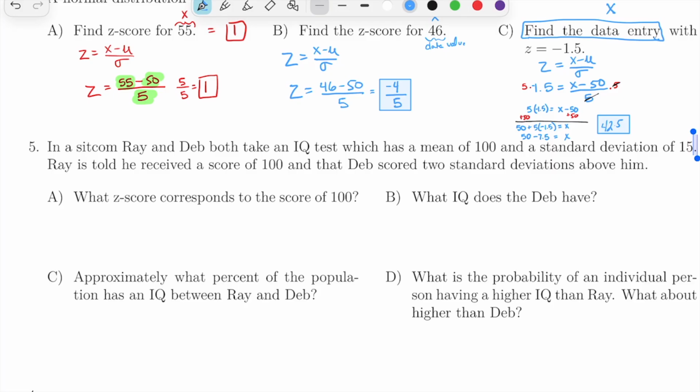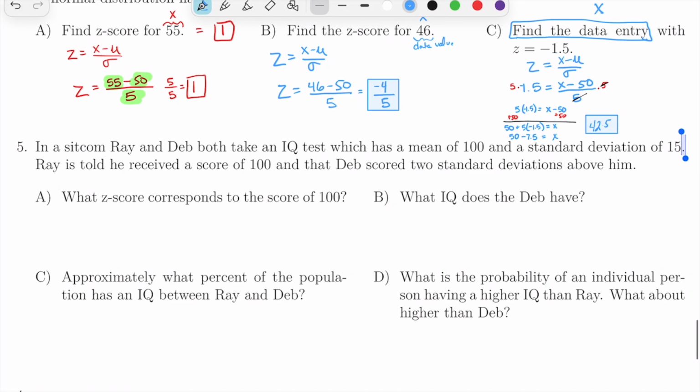So in some particular sitcom that everybody loves, Ray and Deb both take an IQ test, which has a mean of 100 and a standard deviation of 15. Ray is told that he received a score of 100 and that Deb scored 2 standard deviations above him. What z-score corresponds to a score of 100? Now, we could just go through and work all these and we would be fine. But this is also a good opportunity to practice making a normal distribution. So that's what I'm going to do.